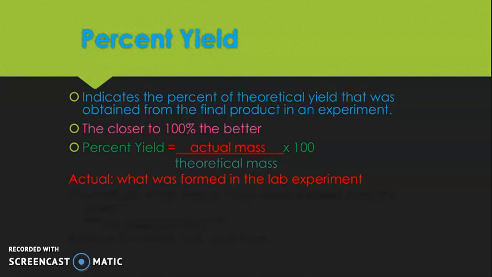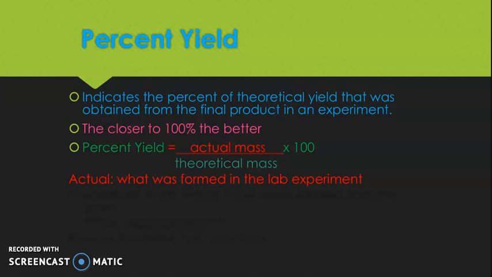So obviously the closer to 100% the better. 100% would mean you aced it. You got exactly what you calculated you should have gotten. 100% is not really ever attainable unless you're a very, very good chemist in a very, very controlled setting with extra particular and exact measurements.